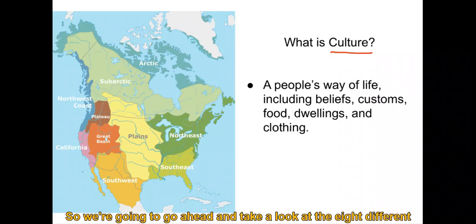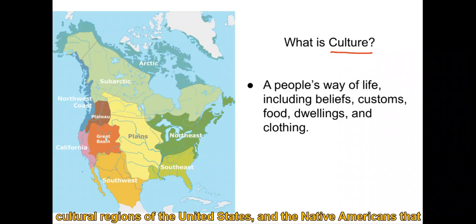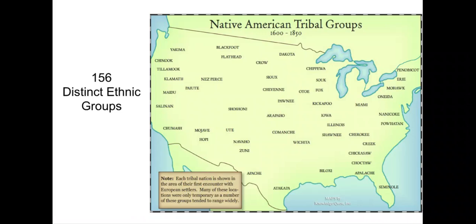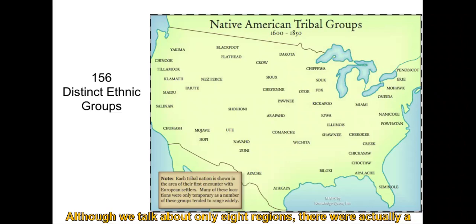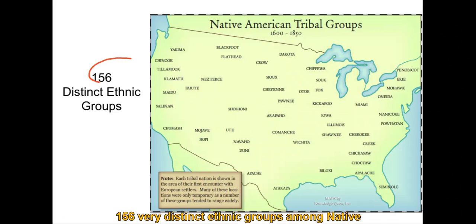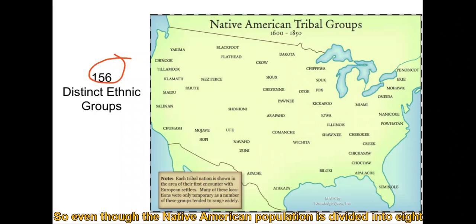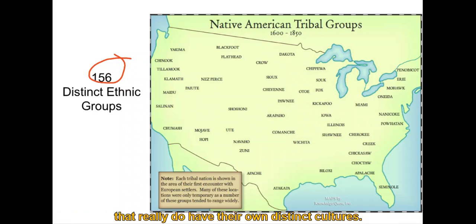So we're going to go ahead and take a look at the 8 different cultural regions of the United States and the Native Americans that live in those areas. I just wanted to point out before we talk about these cultural regions that although we talk about only 8 regions, there were actually 156 very distinct ethnic groups among Native American populations in the United States. So even though the Native American population is divided into 8 regions, we're talking about a much more diverse population of people that really do have their own distinct cultures.